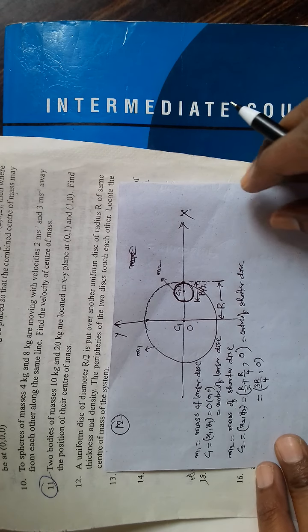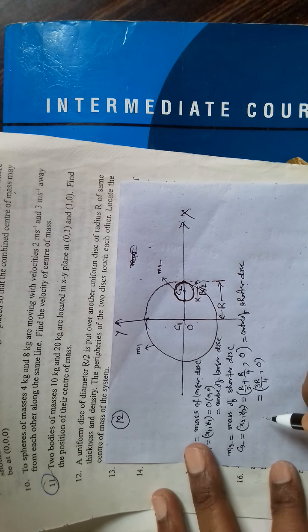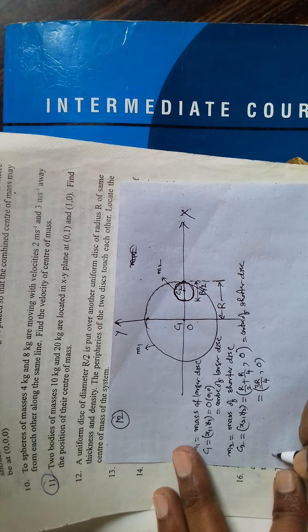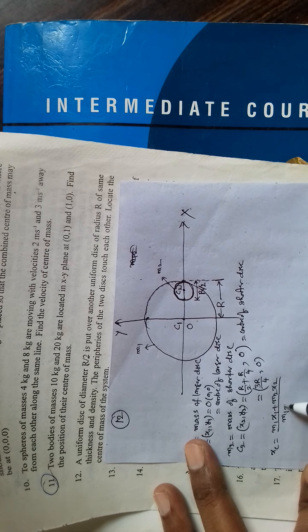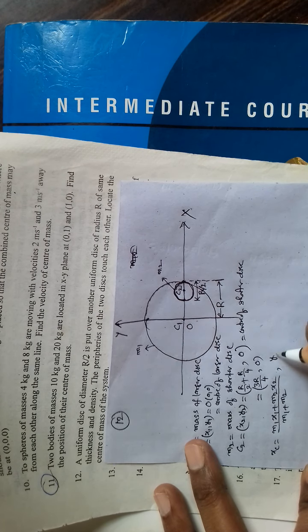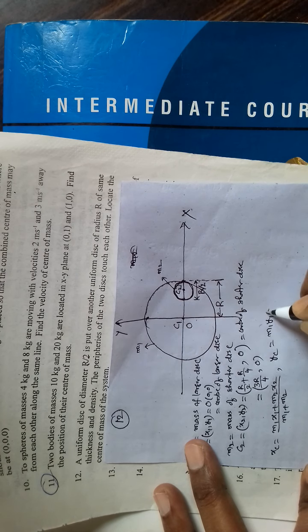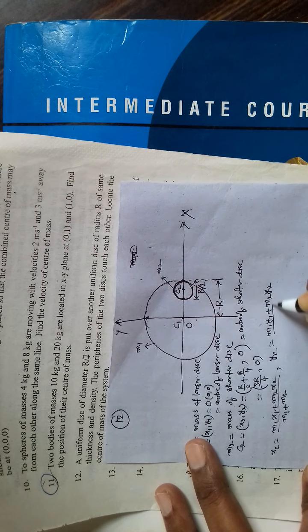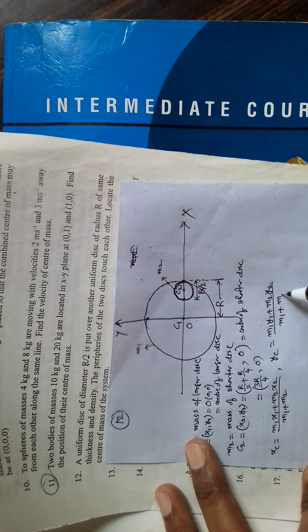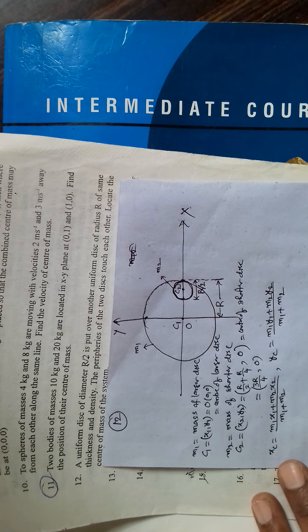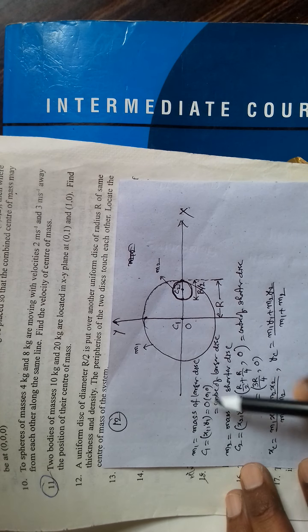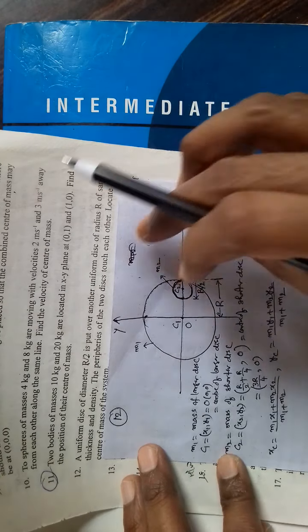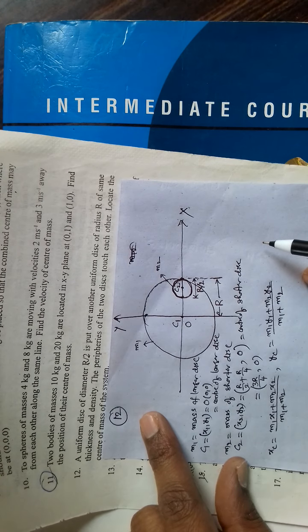Now usually we make use of the formula like this. See, xc is equal to m1 x1 plus m2 x2 by m1 plus m2. Similarly, yc is equal to m1 y1 plus m2 y2 by m1 plus m2. But in this problem, masses are not given. So now let us use the concept of mass per unit area.